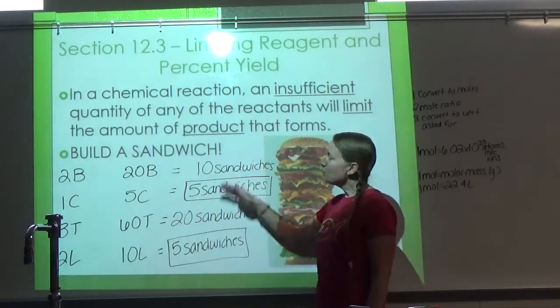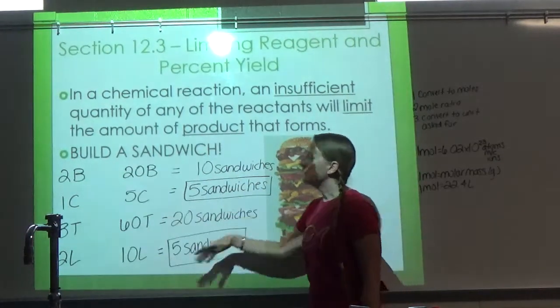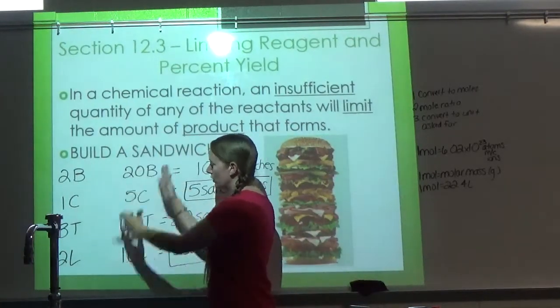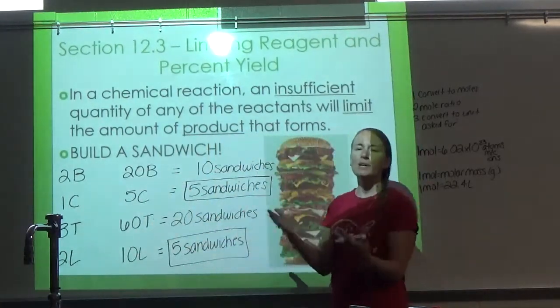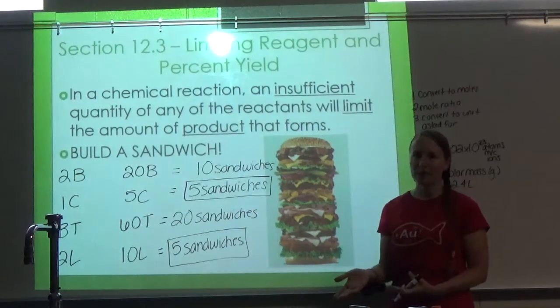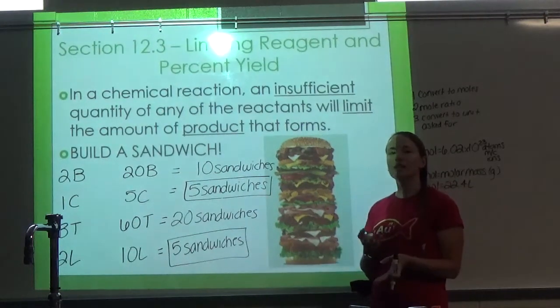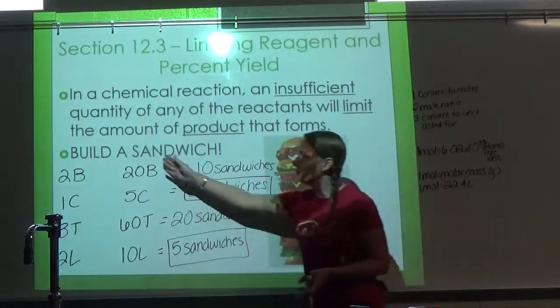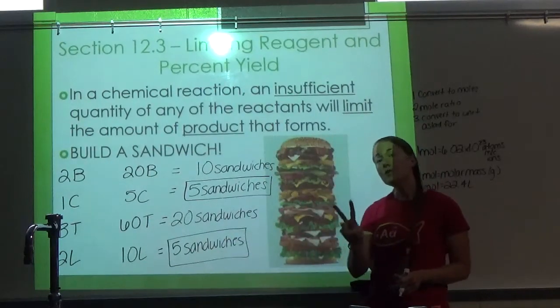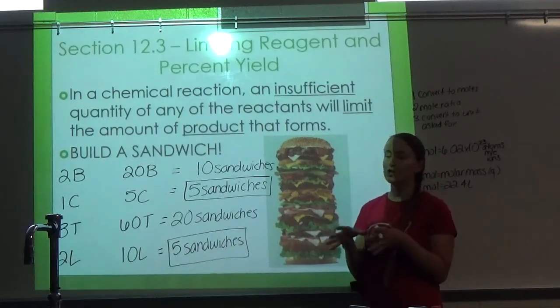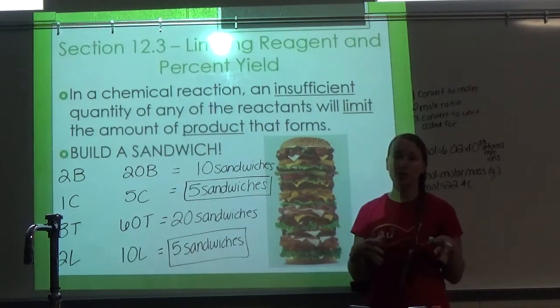Alright, and so that's what we're doing, is we're trying to figure out if we start with all of this stuff, how much product are we going to make? So what you're going to get is you're going to get 2 amounts. I'm not going to give you 4. You're going to get 2 amounts for your reactants, and you're going to have to figure out how much product you're going to make.